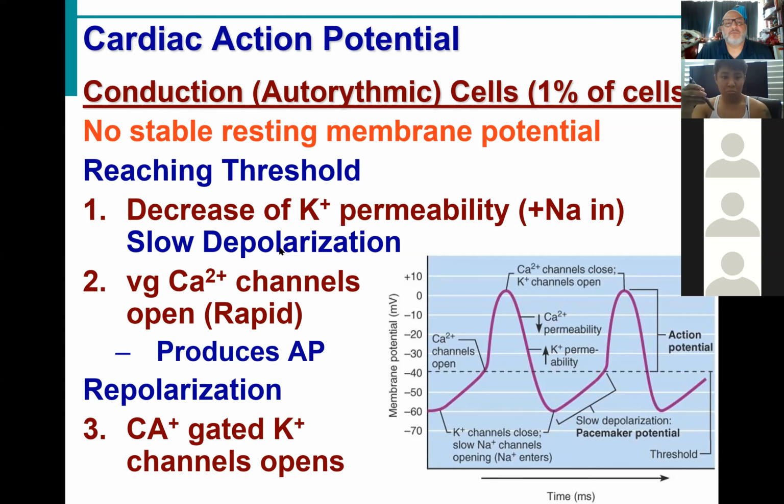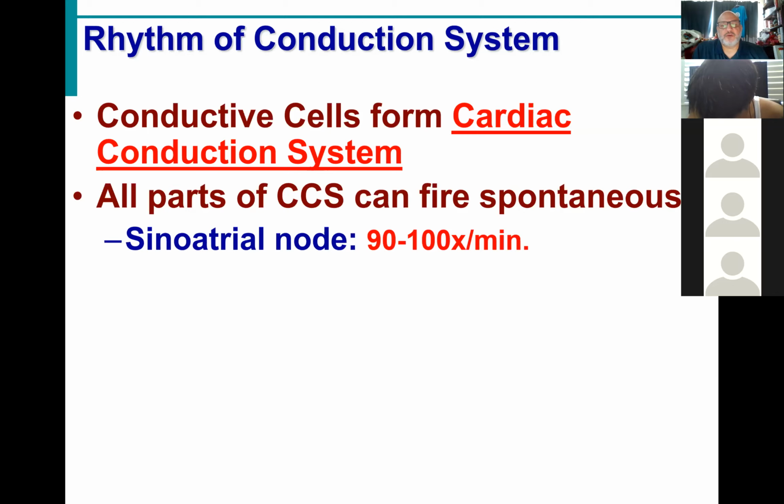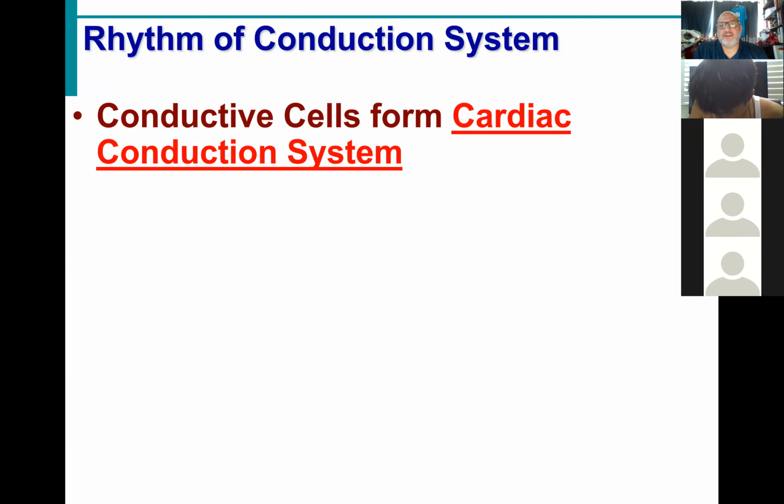All right, excellent. So this is all happening in one cell, but as we mentioned, they're only 1%, but that 1% of the cells aren't just randomly distributed throughout the heart. They are interconnected and work together to form a system that we call the cardiac conduction system. And here we have the pretty picture from the textbook.